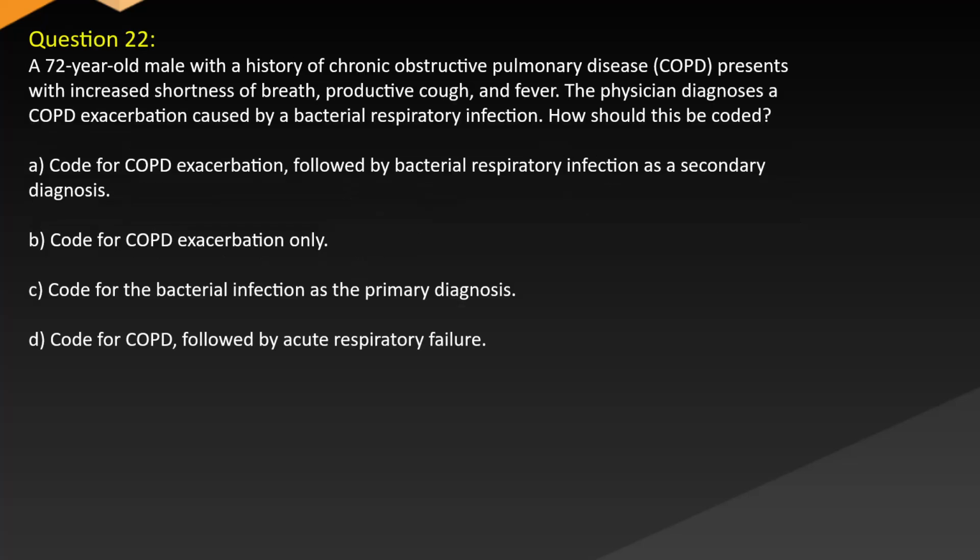Question 22. A 72-year-old male with a history of chronic obstructive pulmonary disease (COPD) presents with increased shortness of breath, productive cough, and fever. The physician diagnoses a COPD exacerbation caused by a bacterial respiratory infection. How should this be coded? A. Code for COPD exacerbation, followed by bacterial respiratory infection as a secondary diagnosis. B. Code for COPD exacerbation only. C. Code for the bacterial infection as the primary diagnosis.